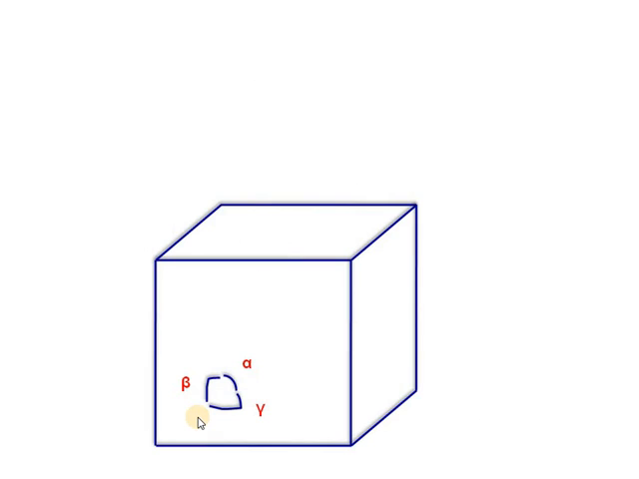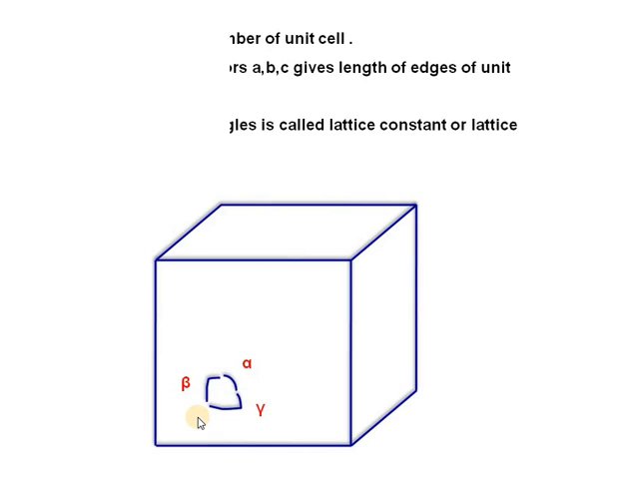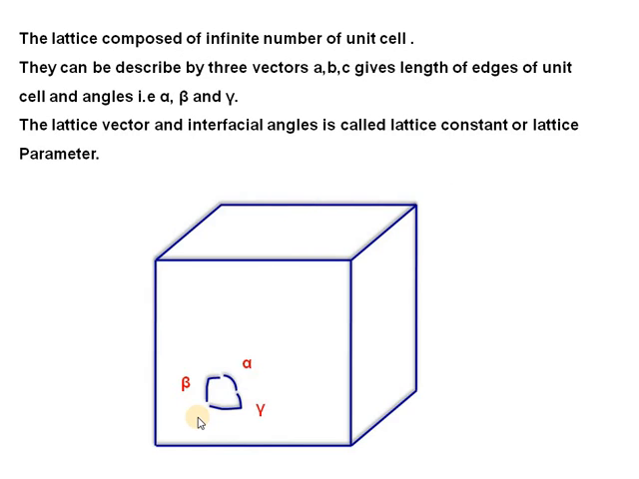The next point we will see is the lattice constant. The lattice is composed of an infinite number of unit cells, and each unit cell can be completely described by three vectors, the A, B, C vectors. This is one of these vectors, second vector, this is a third vector.